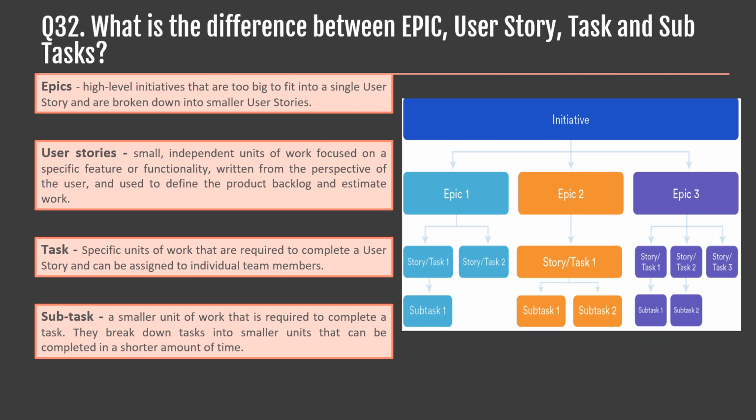In summary, epics are large initiatives, user stories are high-level features, tasks are specific work items required to complete a user story, and subtasks are smaller units of work required to complete a task.